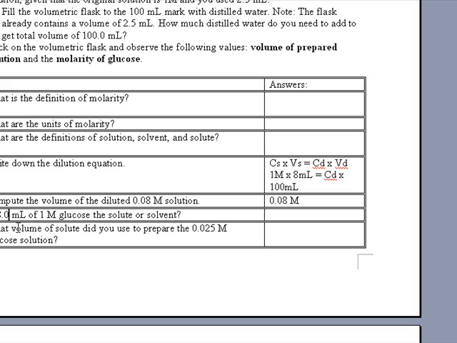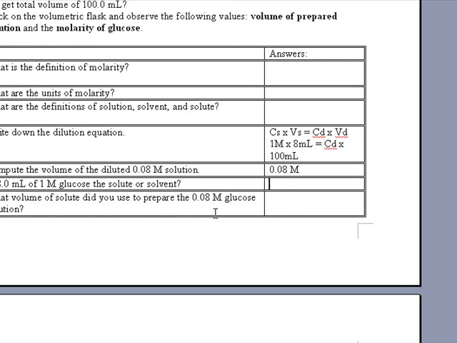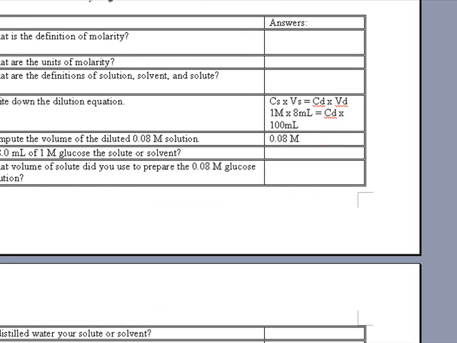And again, in my example, I personally am changing some of the numbers here. This is an example. Your numbers are going to look different because you're going to do the real lab report, but I don't want to take too much work from you. So, is 8, I let you answer that. What volume of solute did you use to prepare the 0.08 molarity glucose solution? Well, I used 8 milliliters.